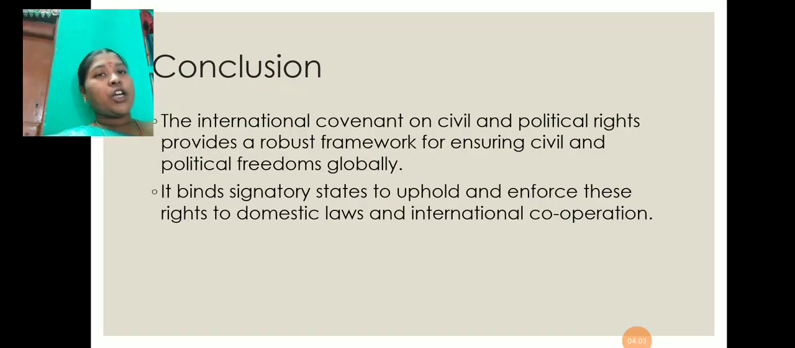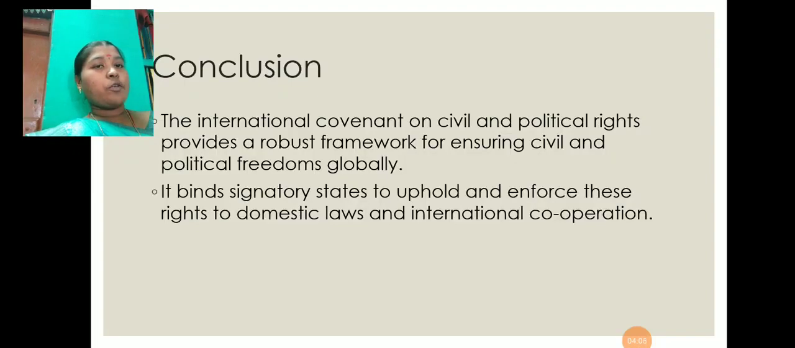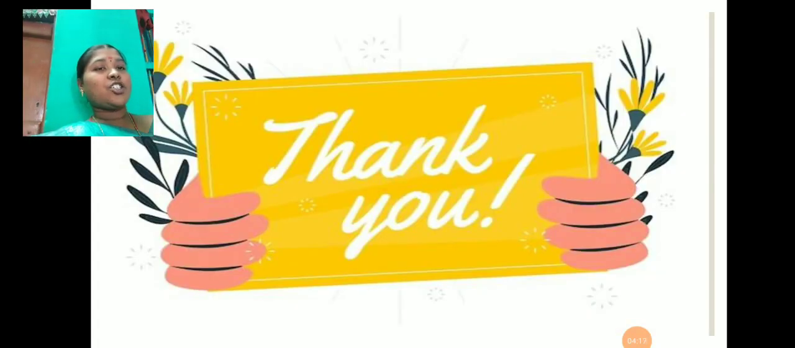To conclude, the International Covenant on Civil and Political Rights provides a robust framework for ensuring civil and political freedom globally. It binds signatory states to uphold and enforce these rights through domestic laws and international cooperation.